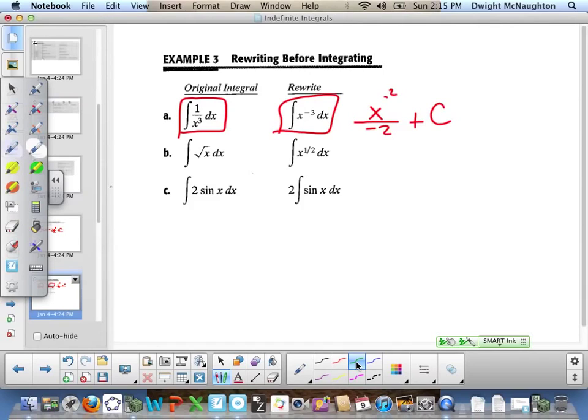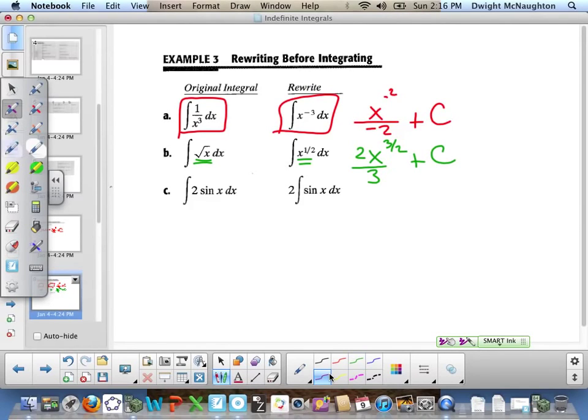For radicals, we rewrite the square root of x as x to the 1/2. And then we'll power up to 3/2 and divide by 3/2. Remember, dividing by 3/2 is the same as multiplying by the reciprocal. So we flip it: 2/3 x to the 3/2 plus a constant.